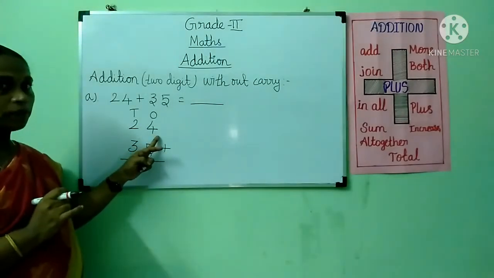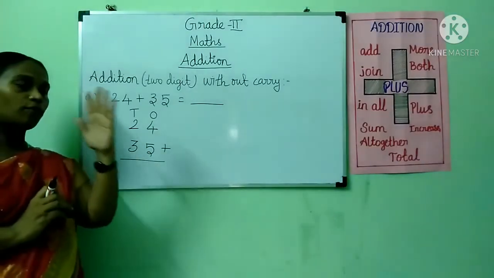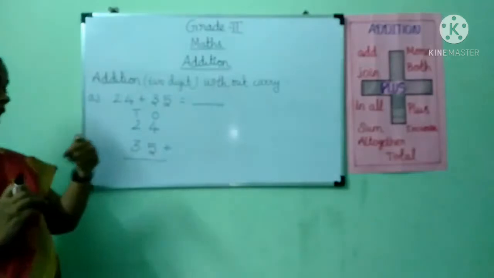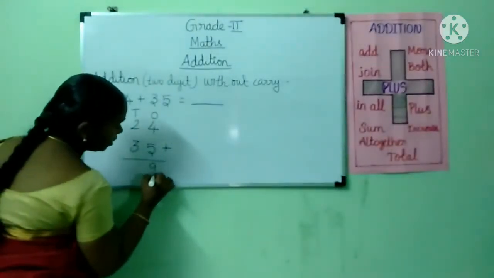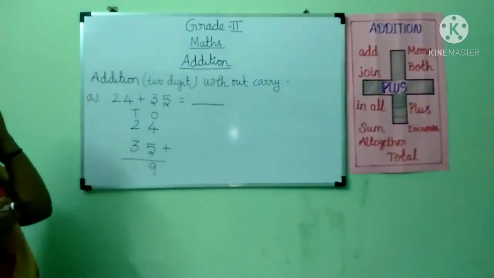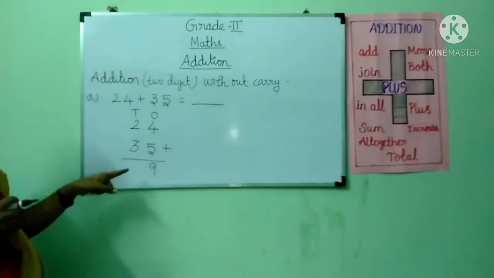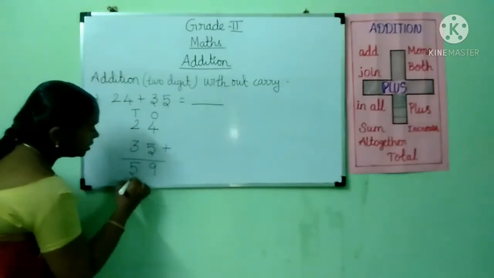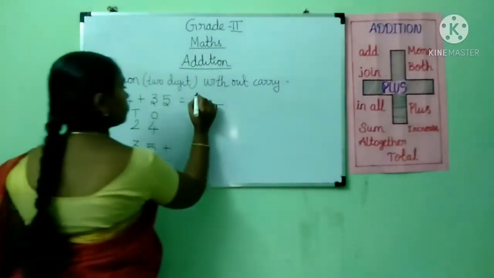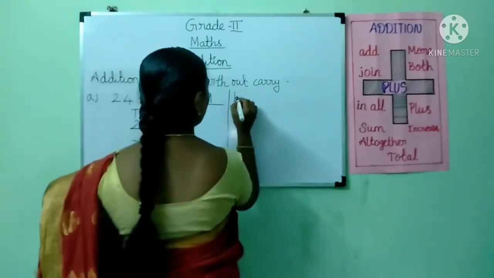We should add from ones place. 4 plus 5. 4 in the mind, 5 in the finger. 4 after 5, 6, 7, 8, 9. So 9 in the ones place. The next one, tens place, 2 and 3. 2 in the mind, 3 in the finger. 2 after 3, 4, 5. So what will come? 5 in the tens place. Are you clear, children? What is this answer? 5, 9, 59. So write 59. Next sum.